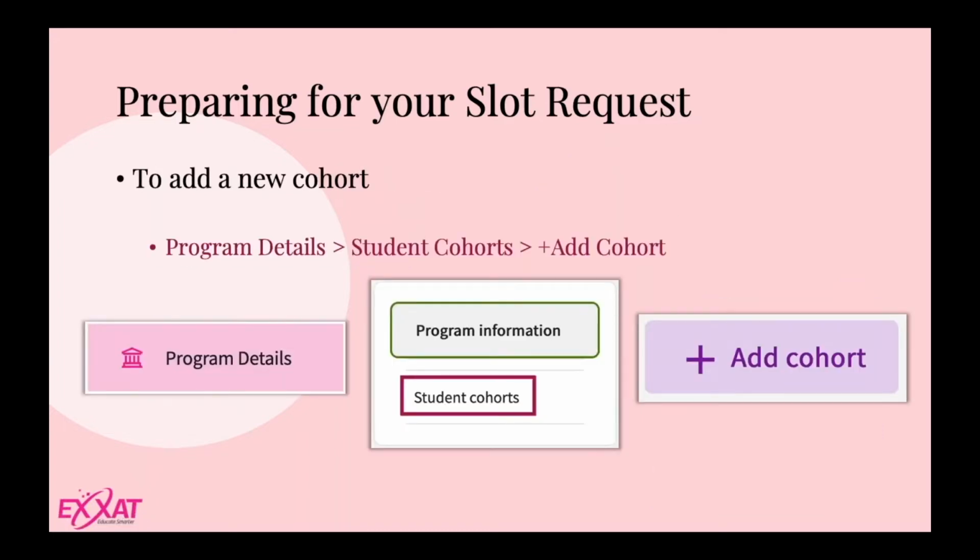So to add a new cohort, just in case you don't know or we haven't gone over it before, or it's changed since the last time you looked, you're going to go to program details, which is on the hamburger menu or on the front page, I believe. And you're going to click on program information, and then you're going to see the ability to click on student cohorts, and you're going to be able to add a cohort. It doesn't ask for a whole lot of information, but I'm going to show you what it does ask for.